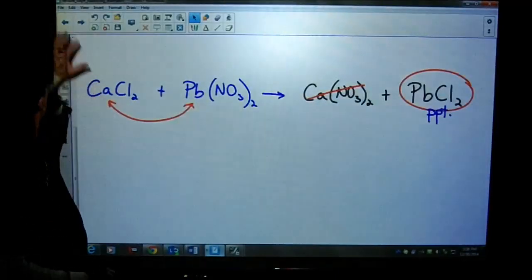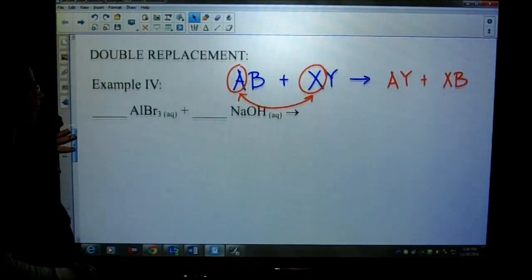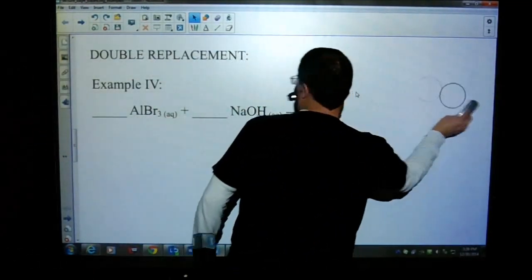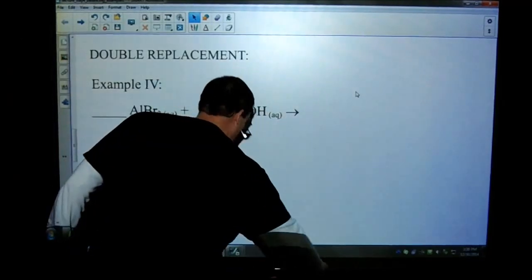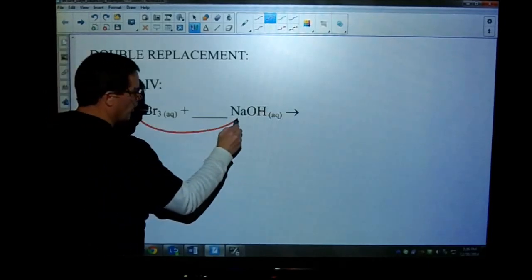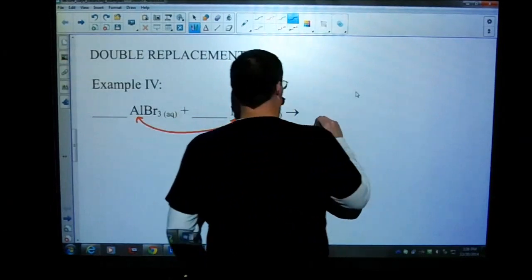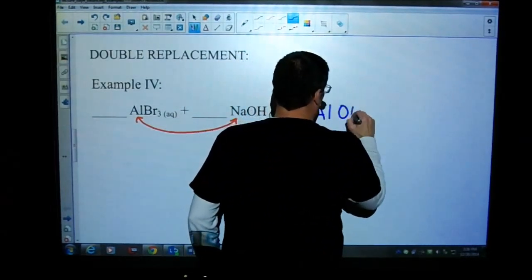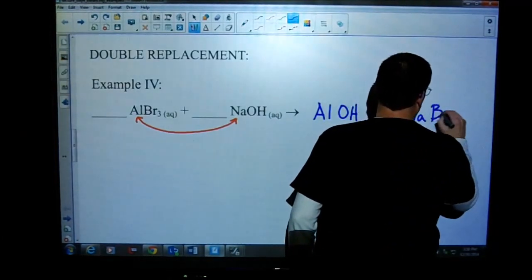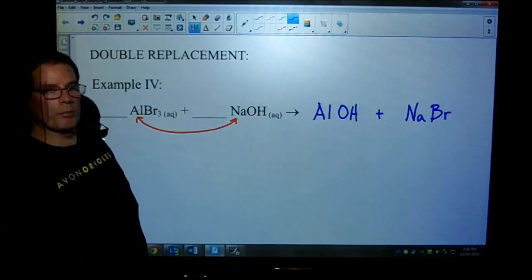So let's go back to the examples and look at the double replacement. So again, there's our generic equation. All right. So in this case, we have aluminum bromide reacting with sodium hydroxide, which means that these two metals are going to switch places. So on the product side, we're going to have aluminum with hydroxide, and we'll have sodium with bromine. Again, only bring one thing over. Unless it's a polyatomic, you don't keep the subscripts.